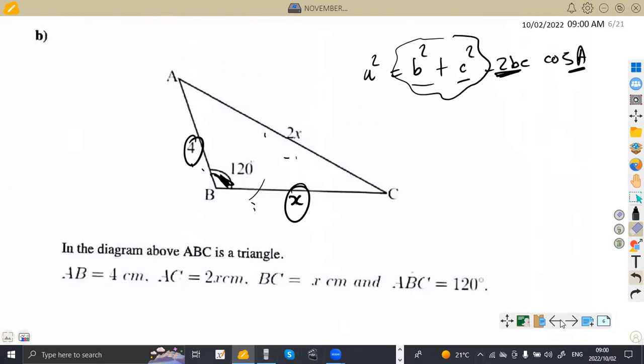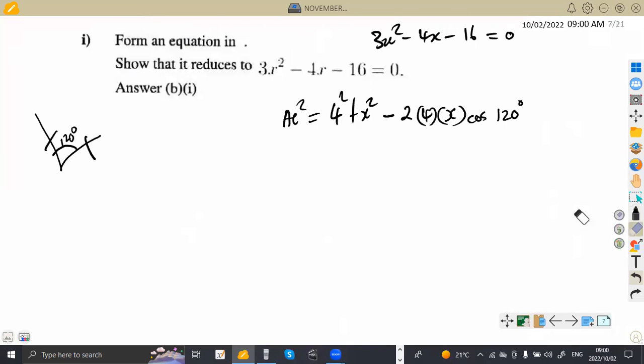But I want you to see what is happening. AC is 2x, but what do we have here? This is AC squared. So we are going to substitute our 2x being squared like this. So we have formulated an equation. From that equation, it's up to you now. You have to simplify until you get that part that you're given. So, okay, let us simplify.